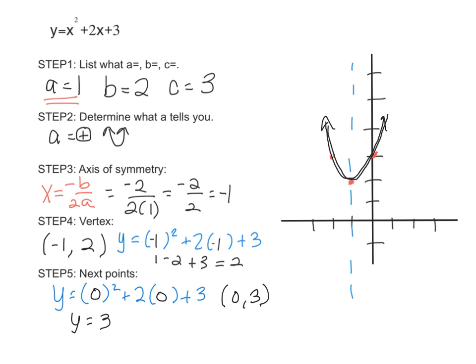Now we have the way to graph standard form. So we listed what our A, B, and C were. We determined what A told us, found our axis of symmetry, and used that to find the vertex, found a point on one side of the axis of symmetry, and then mirror imaged it over.